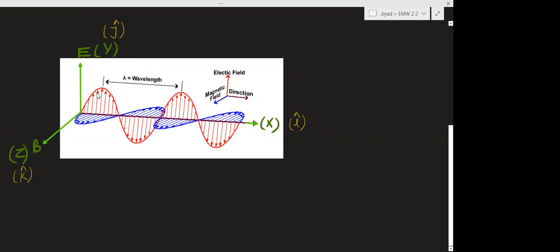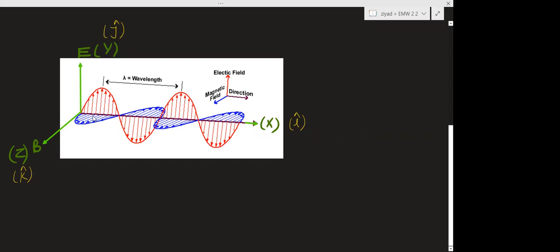See here, the electric field is oscillating along the y-axis. You can see the electric field is increasing and increasing, then decreasing, and then the electric field becomes zero. Now it is increasing in the negative direction, then decreasing in the negative direction. Again the electric field becomes zero, and then again increases in the positive direction, becomes maximum, and decreases in the positive direction. This is known as the oscillating electric field, and this oscillation is taking place in the y direction.